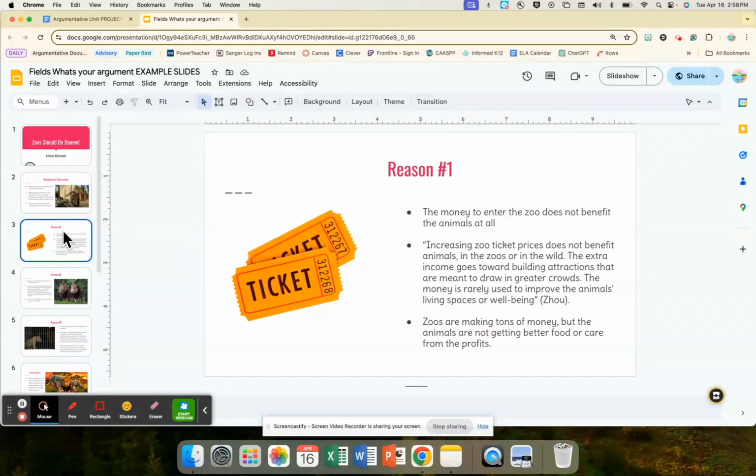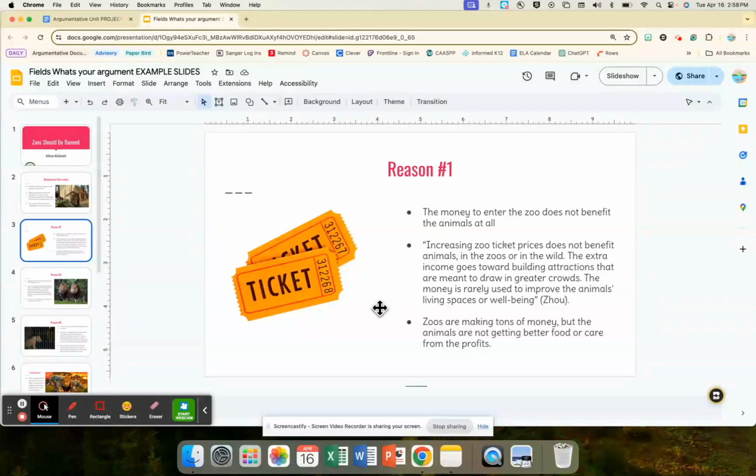So a reason slide works like this. It doesn't have tons of writing. It has the statement, which is your claim, right? The money to enter the zoo does not benefit the animals at all. That's your first reason. Then you have your quote. Then you have a little bit of like, this is important because. So does this sound familiar? It's very similar, guys. Then you're saying zoos are making tons of money, but the animals are not getting better food or care from the profits. So it kind of works like a CER, but it's not a CER.